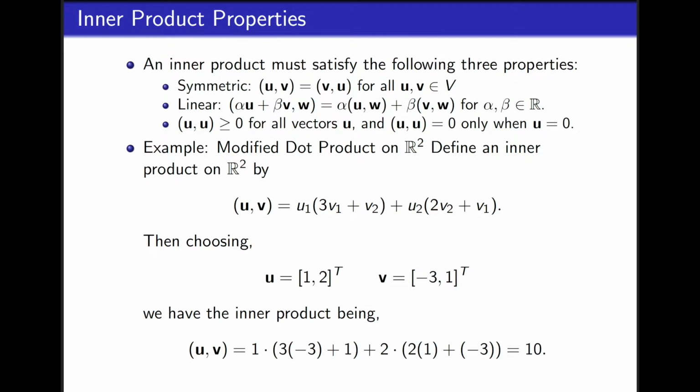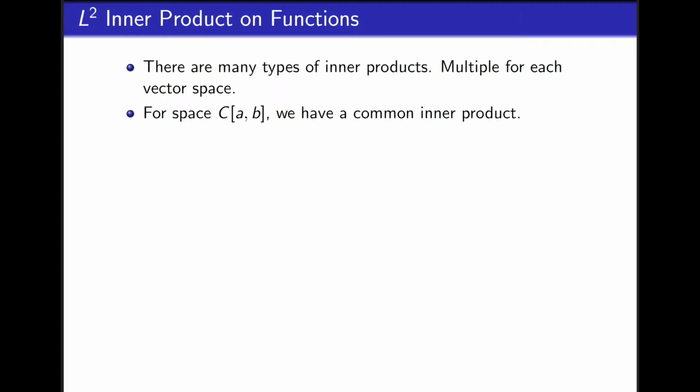This example shows that many inner products can exist on the same vector space. Usually when we choose a vector space, we also set the inner product with which we are going to work. There's often a typical inner product on vector spaces, though. In this class, we will work mostly with function spaces, and those are vector spaces that involve functions such as C[a,b] or C^k[a,b].